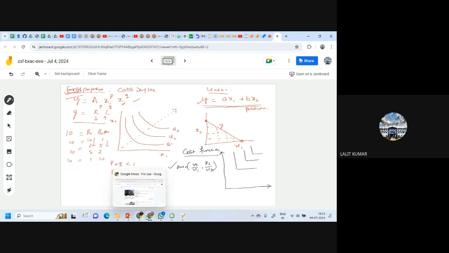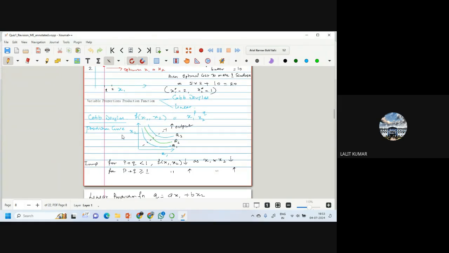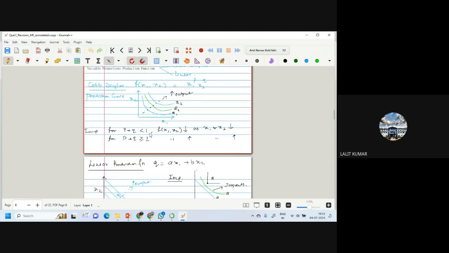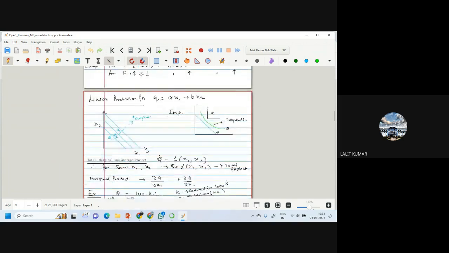Okay, now we go to other concepts. So variable proportion is the Cobb-Douglas and linear that we have covered. The production curve is like this: P plus Q less than one, greater than one. You can take one example. Okay, isoquants are the ones where the quantity remains the same. This we have covered, so these are nothing but isoquants which we have made.